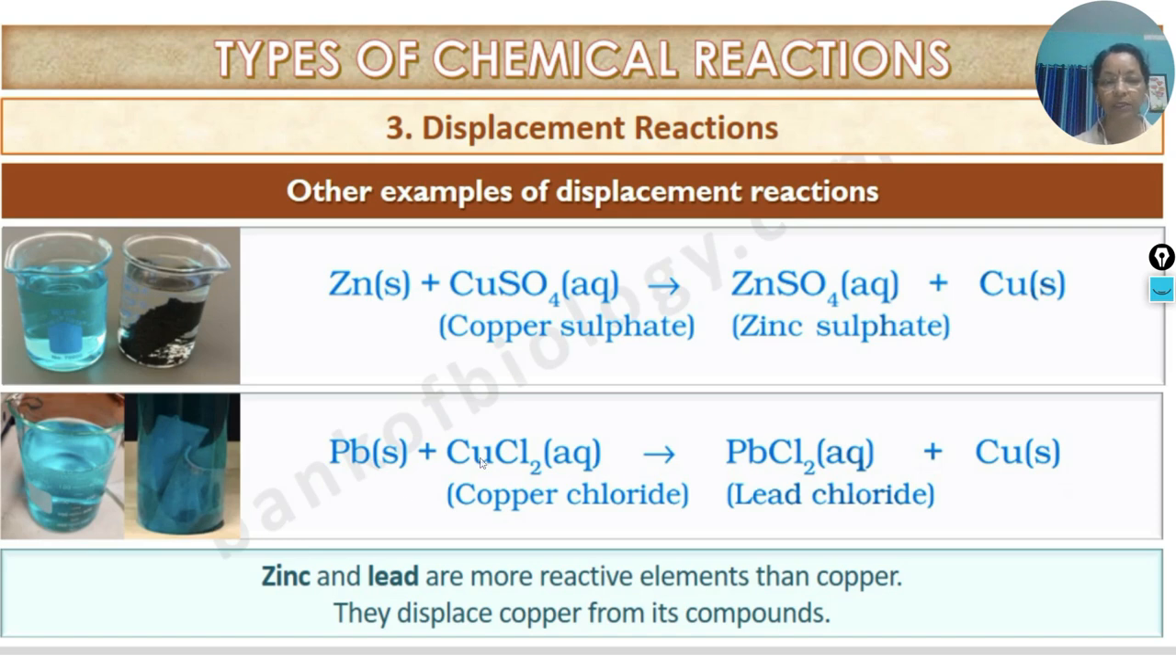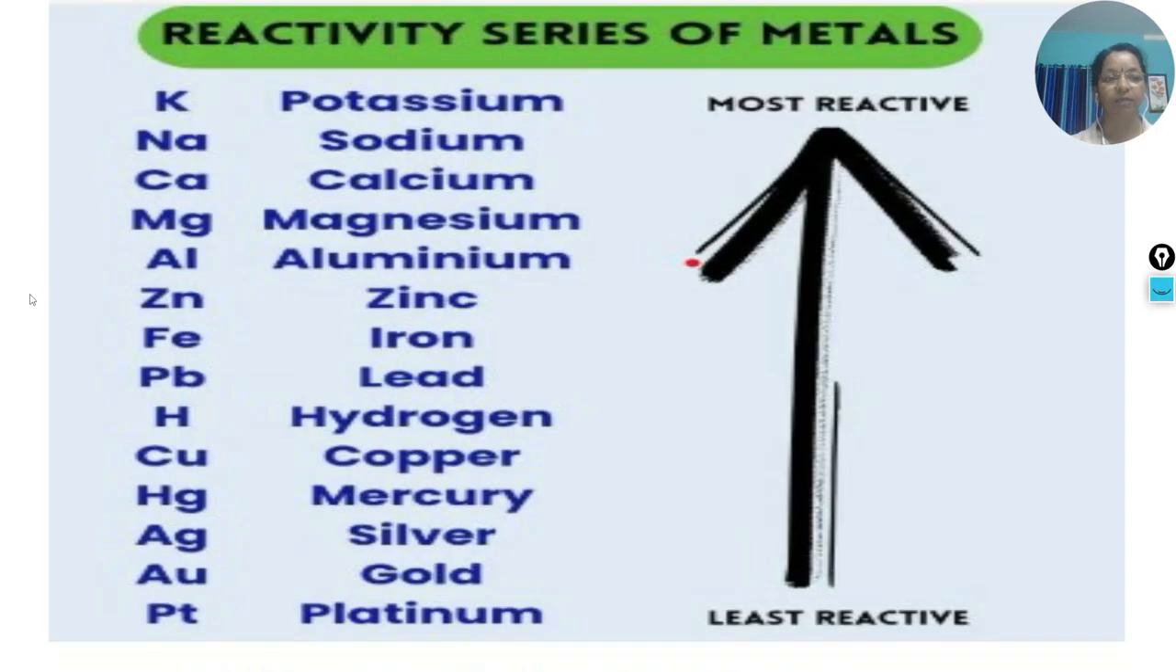So how do we know which is more reactive? For that, there is a reactivity series of metals, which shows the reactivity in decreasing order. The most reactive metal is shown above and the least reactive is shown at the bottom. The reactivity decreases as we go down. So potassium can displace all the other elements, whereas sodium can displace all the other elements except potassium. See, zinc and iron, zinc is more reactive, so zinc can displace iron, iron can displace lead, zinc can displace lead, like this. So a more reactive metal can displace a less reactive metal from the salt solution.